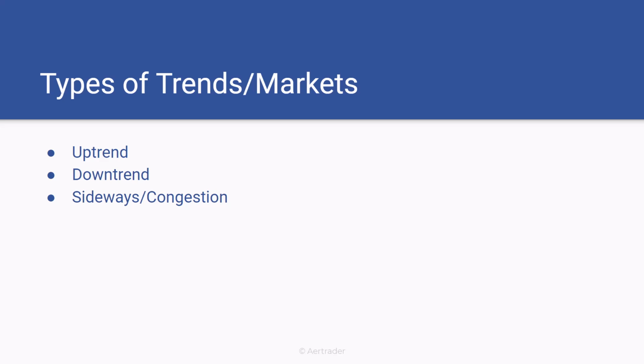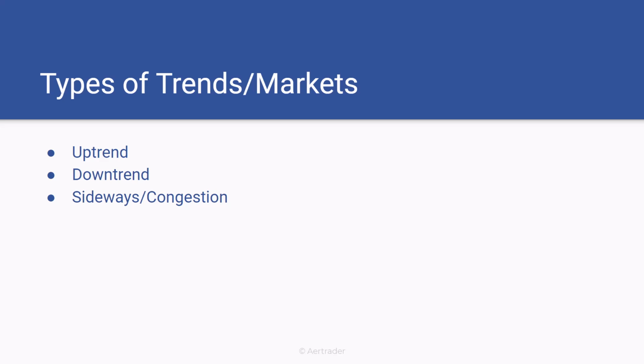A downtrend is characterized by a series of lower highs and lower lows. This means that each peak and valley on the price chart is lower than the previous one. Downtrends indicate that sellers are in control of the market, and the price is likely to continue to fall.